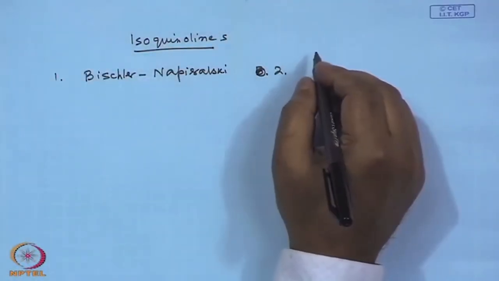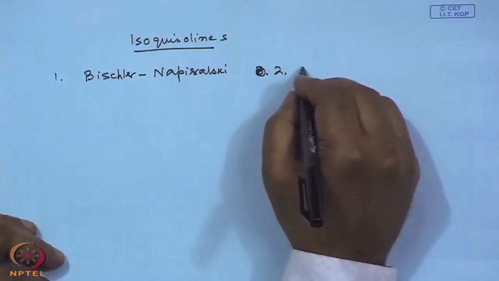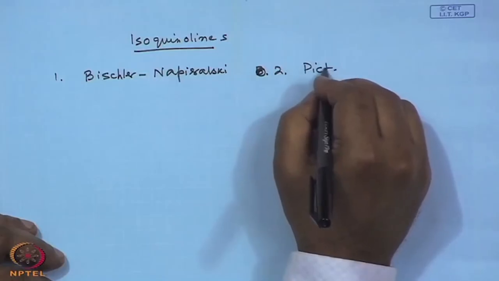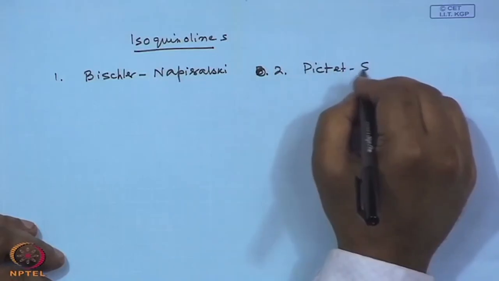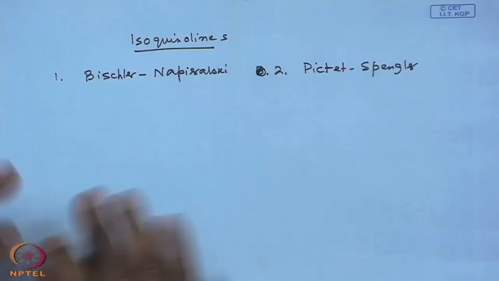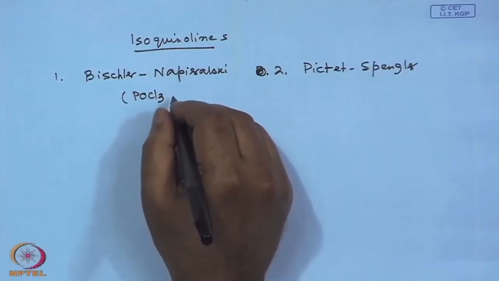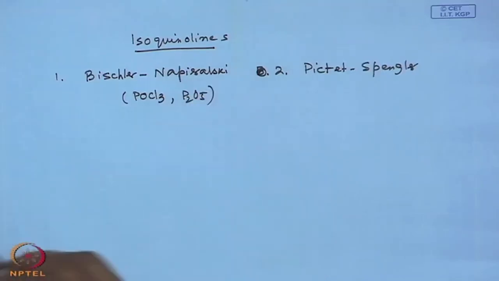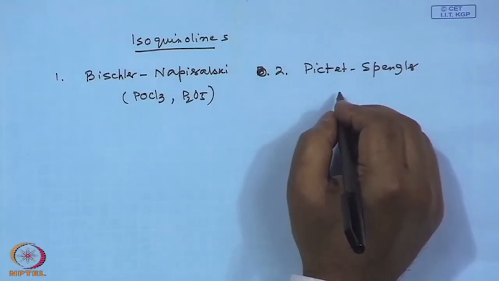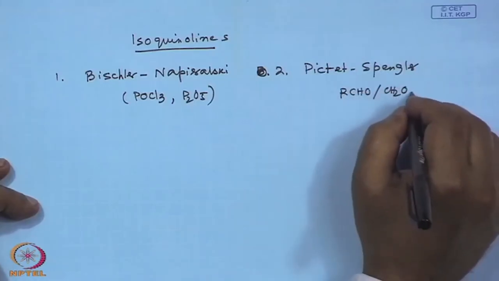They are pretty similar though, and Pictet-Spengler synthesis. And there is one more that is also very similar, but all of them actually start from monosubstituted compounds. Bischler-Napieralski, you have to only remember, goes with POCl3, right? POCl3 or P2O5, okay, and this one actually requires an aldehyde or a formaldehyde. Okay, in presence of acid, that is it.